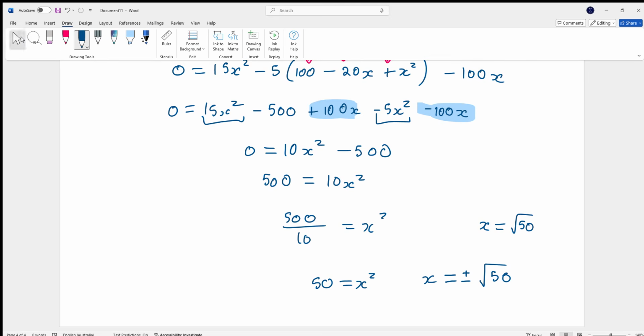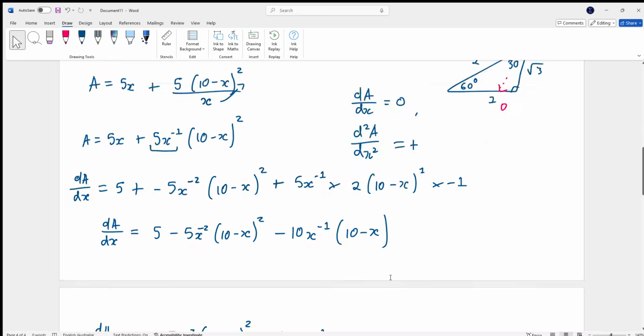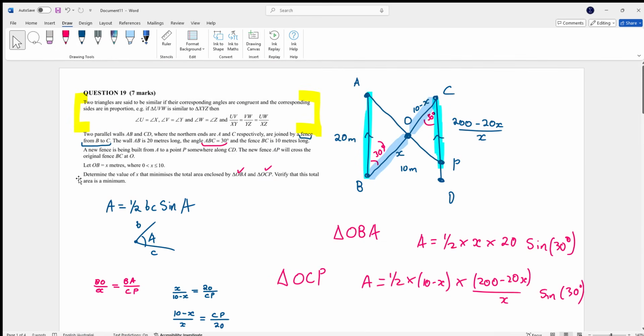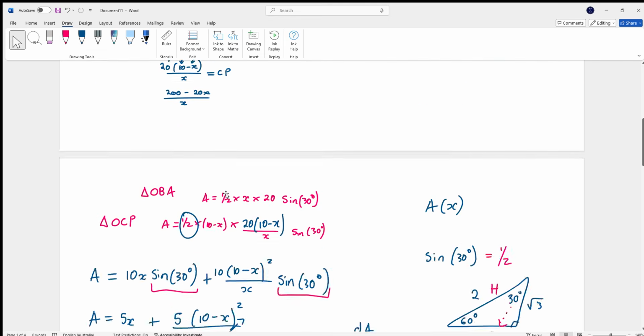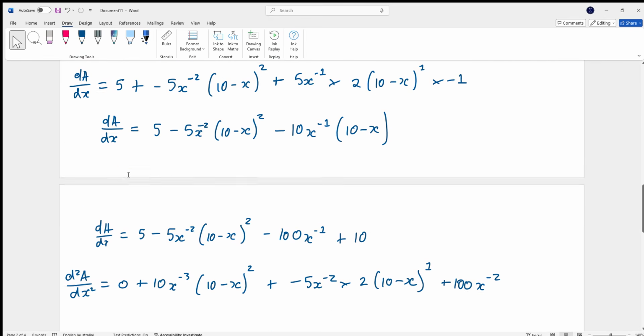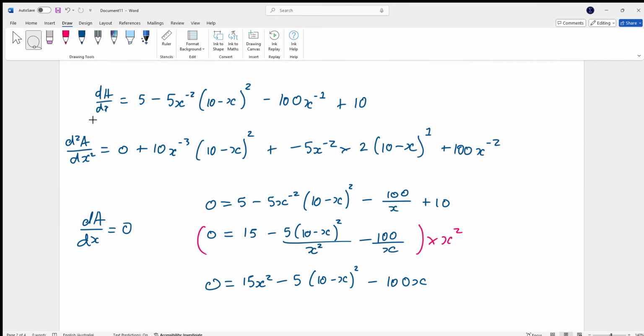Now, we still have to work out: determine the value of x that minimizes the enclosed area and verify this is a minimum. So you don't have to calculate the area, you have to find the value of x, which is what we've done. But now we've got to show it's a minimum. So you have to chuck that value into the second derivative, which we worked out just here before. And to determine if it's a minimum, it has to give you a positive result.